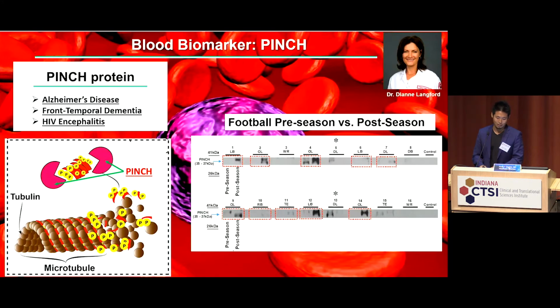We condensed a lot, and this is a pilot study of 16 players. As you see on the left, it's hard to see, the preseason versus postseason of each player. For most of the players, preseason was absent of pinch, but postseason, you start to see some players with increased pinch protein. And these players with the asterisk had a season-terminating injury early on, and they didn't play. So postseason, there was a decrease. Very interesting finding, and kudos to Diane for that.